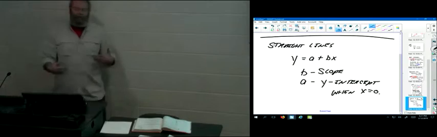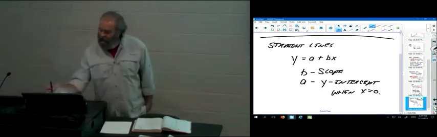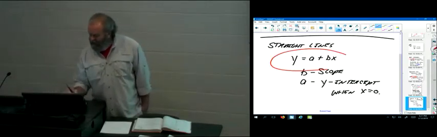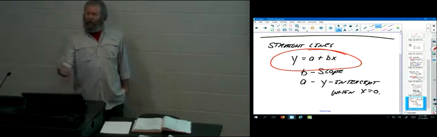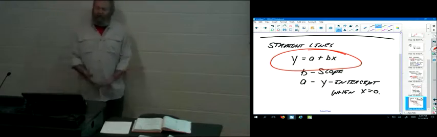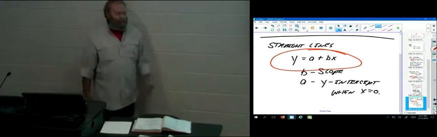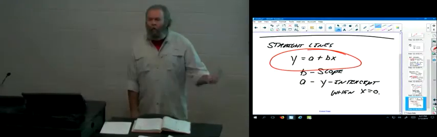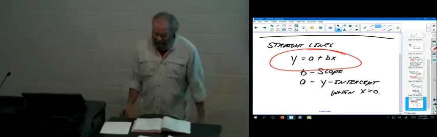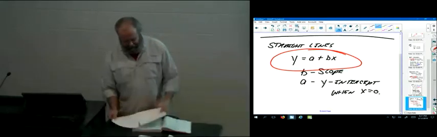So they always have this form for us. They're always going to look like y equals a plus bx, where b is your slope and a is your y-intercept. That's the value when x is equal to 0. It's where it crosses the y-axis. Okay?